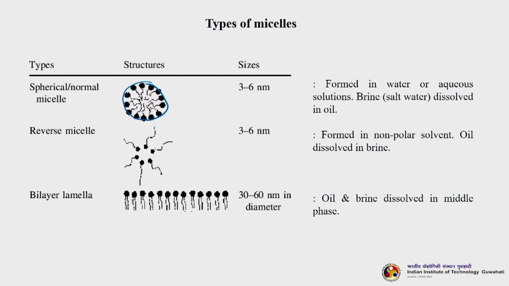Then there are bilayered lamella, usually 3 to 60 nanometer in diameter. Oil and brine both dissolved in the middle phase will give us something like this. So, you can have a structure something like this.